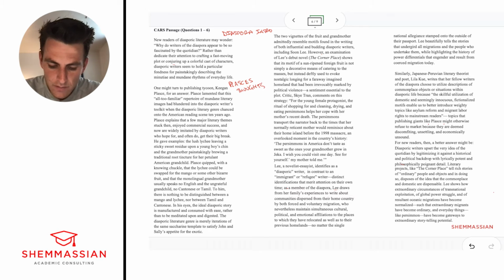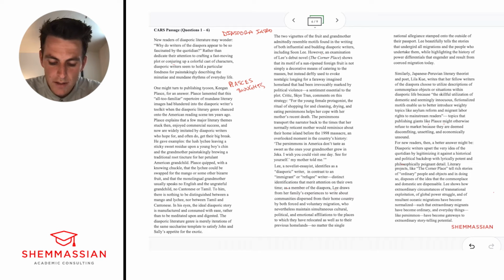The two vignettes of the fruit and grandmother admittedly resemble motifs found in the writing of both influential and budding diasporic writers, including Soon Lee. However, an examination of Lee's debut novel, The Corner Place, shows that its motif of a sun-ripened foreign fruit is not simply a decorative means of catering to the masses, but instead deftly used to evoke nostalgic longing for a faraway imagined homeland that had been irrevocably marked by political violence. A sentiment essential to the plot.